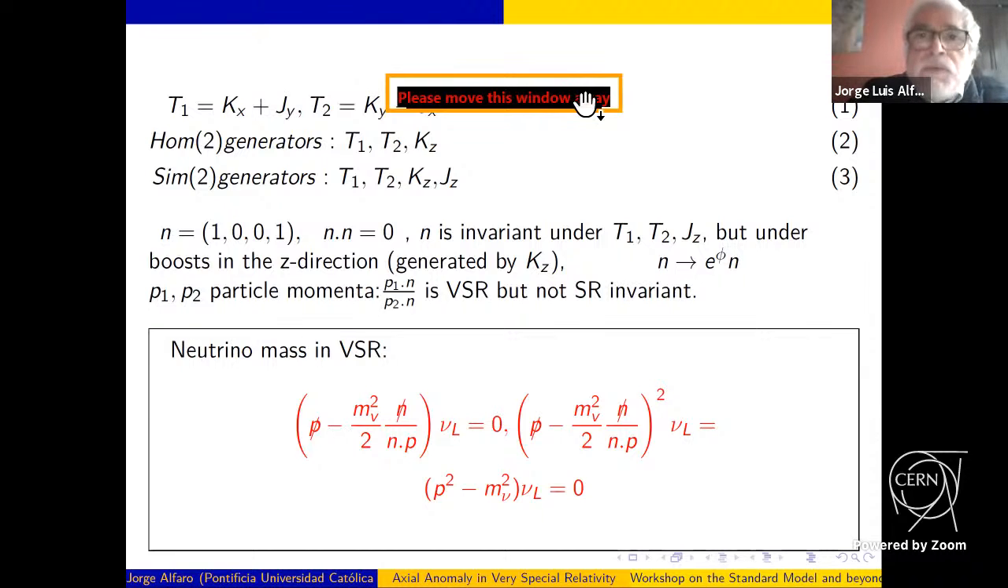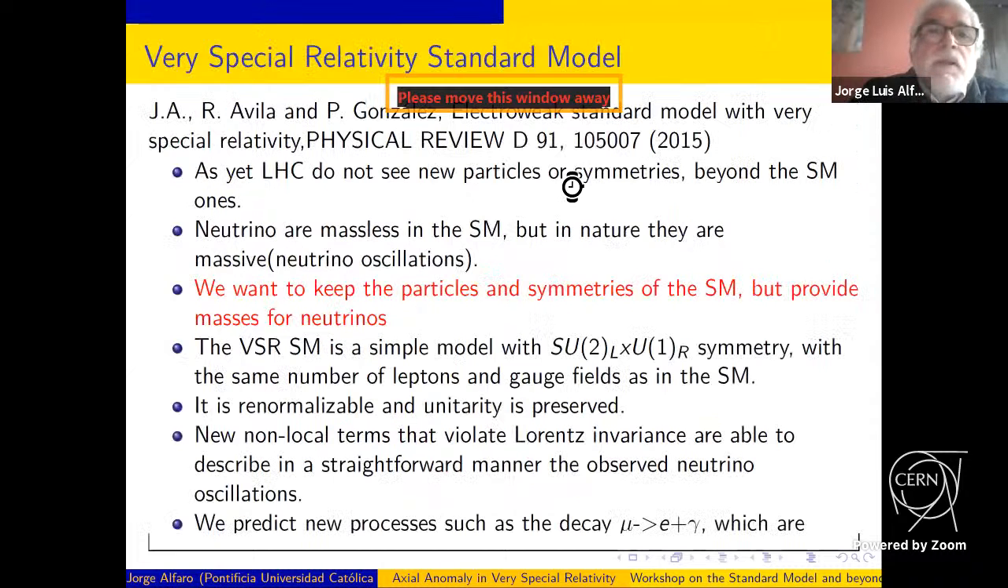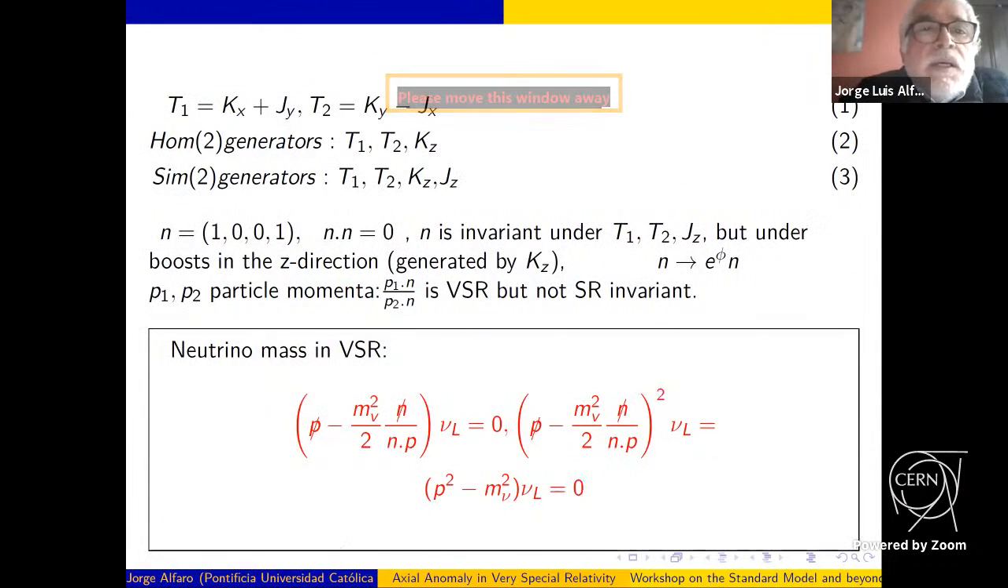the definition in a certain frame of the generators of the group. Now T1 is Kx plus Jy, and T2 is Ky minus Jx, and the generators of HOM2 are these T1, T2, Kz. Kz is the boost in the z direction. SIM2 generators are 4: T1, T2, Kz, and Jz.